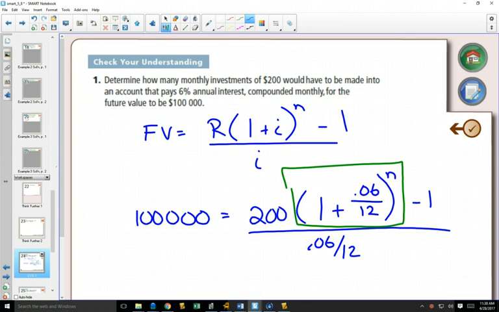So first of all, I want to get rid of my fraction. So I'm going to take my 100,000 and multiply both sides of this by 0.06 divided by 12. That'll cancel out with this, and multiply this by 0.06 divided by 12 as well. 100,000 times 0.06 divided by 12 is equal to 500. That's a pretty number.